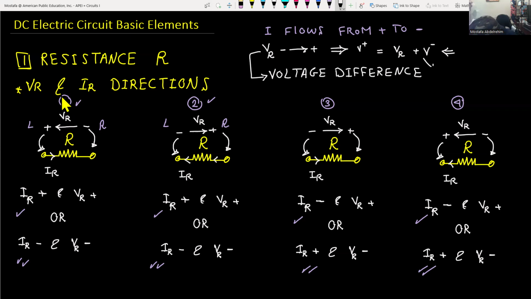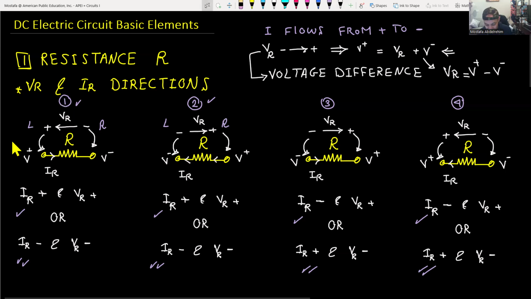Why? Just look at this equation here. VR equal to V positive minus V negative. That's V positive, that's V negative, that's V positive, that's V negative. You can continue. Two terminals. So we call one of them V positive, we call the other one V negative. And V positive and V negative are just names. You can call them V1 and V2, whatever you want. Okay, that was the resistance.